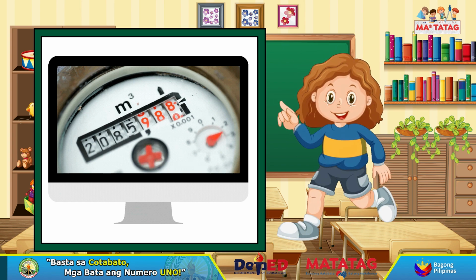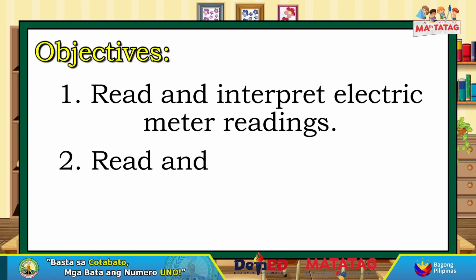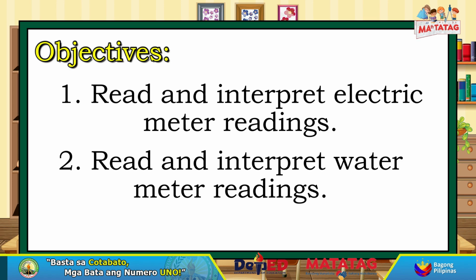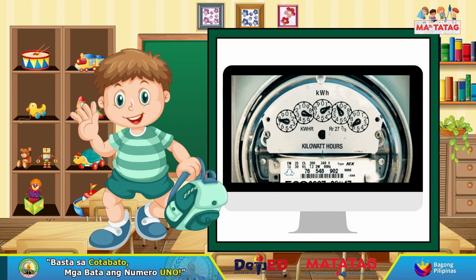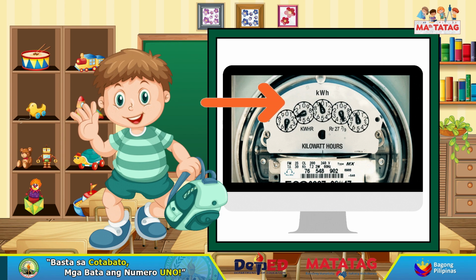If not, don't worry because our objectives for today are: first, to read and interpret electric meter readings, and second, to read and interpret water meter readings. Let's go back to the display screen we had a while ago that showed kilowatt per hour usage or kWh usage. If you could notice, each display has an arrow pointing to a number or close to it.